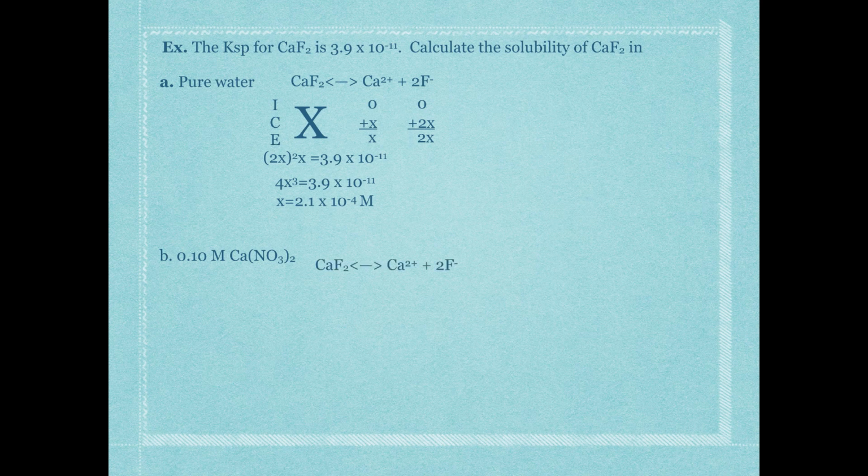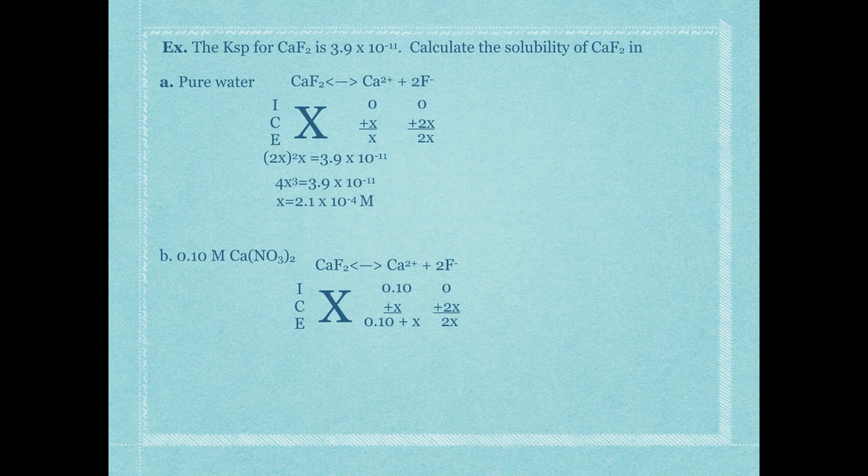So let's see if that's actually the case. It's going to be the exact same setup. My initial concentration of calcium now is going to be 0.10, since I had 0.10 molar of calcium nitrate, so that contributes 0.10 molar of calcium ions. I have a 0 molar solution of fluoride ions. So the rest of this is going to be the same, plus X, plus 2X. So my equilibrium concentration would be 0.10 plus X and 2X.